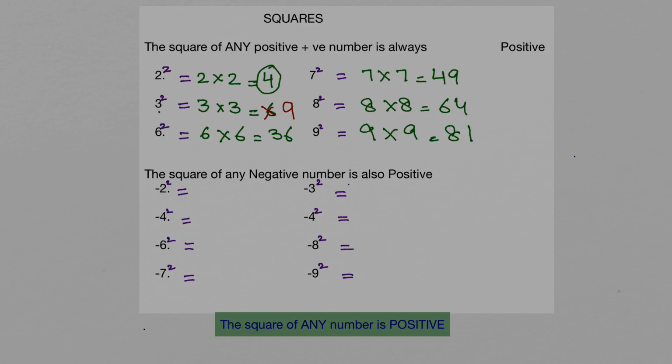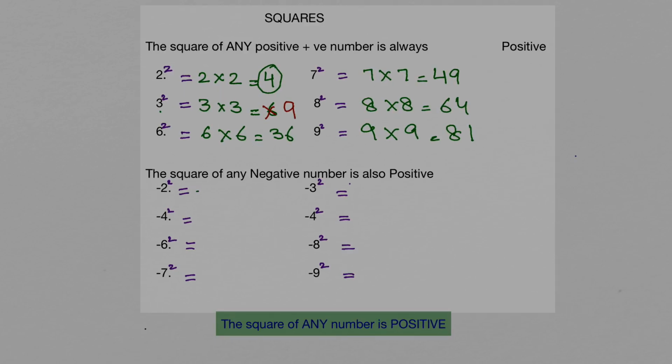Now if we have to find the squares of negative numbers, it's going to be the same, but the only different thing is going to be the working out. I'll show you the working out for these negative number squares. So minus 2 squared, the method is the same. Minus 2, we're going to times minus 2 two times. That gives us 4.